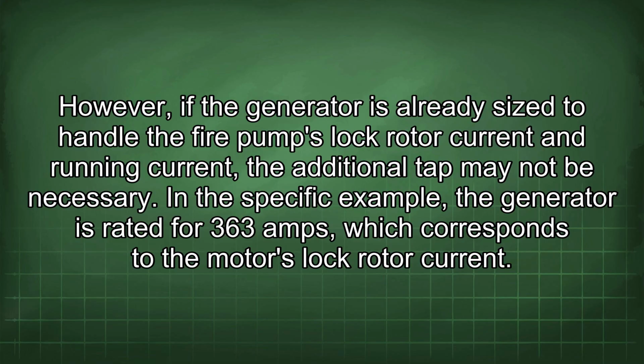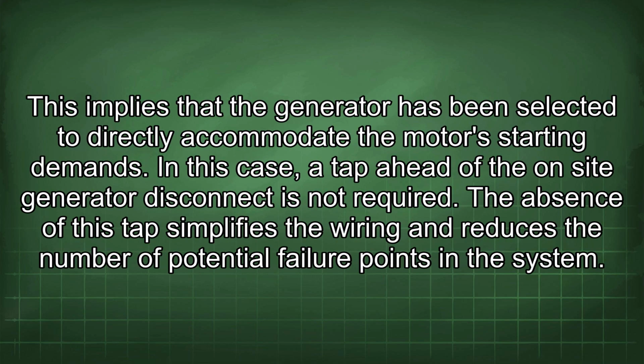In a specific example, the generator is rated for 363 amps, which corresponds to the motor's lock rotor current. This implies that the generator has been selected to directly accommodate the motor's starting demands. In this case, a tap ahead of the on-site generator disconnect is not required. The absence of this tap simplifies the wiring and reduces the number of potential failure points in the system.